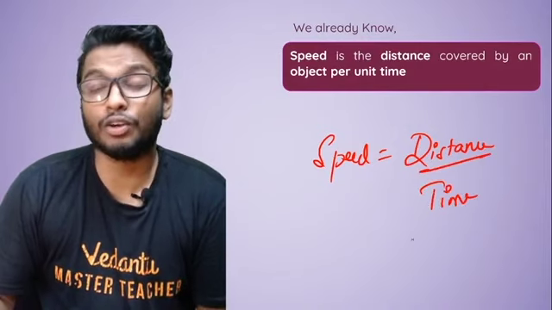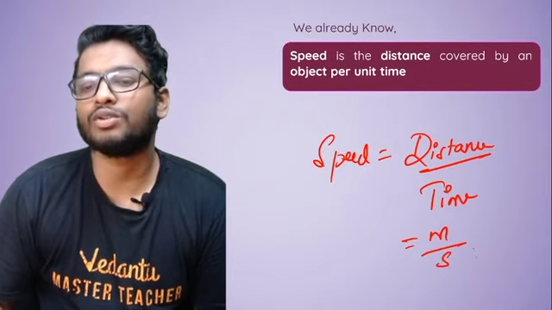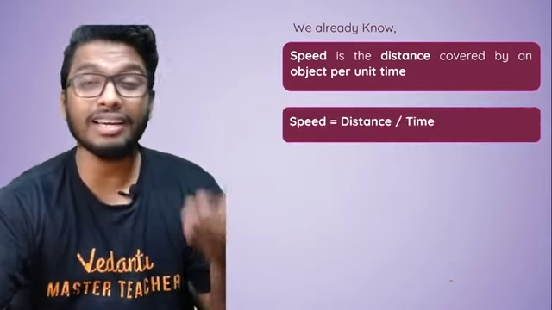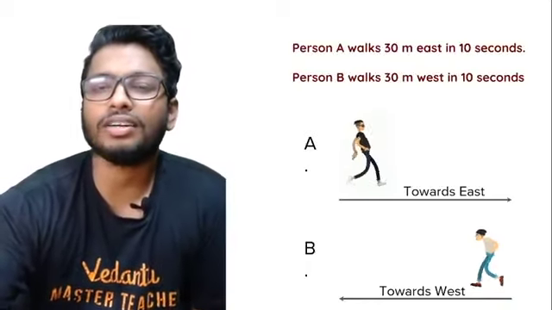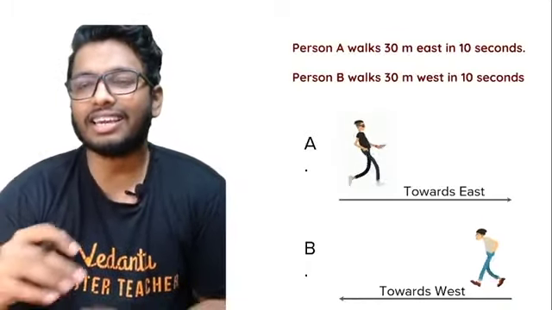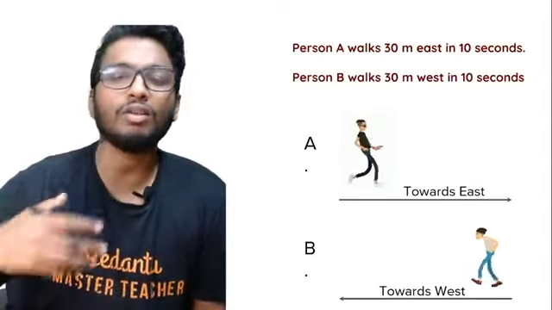Simple. And the units would be: the SI unit of distance is meter and the SI unit of time is seconds. So it will be meter per second. SI unit of speed is meter per second. As simple as that. Now, one more thing about speed is that you can have the same speed, but you cannot say that the motion is the same.